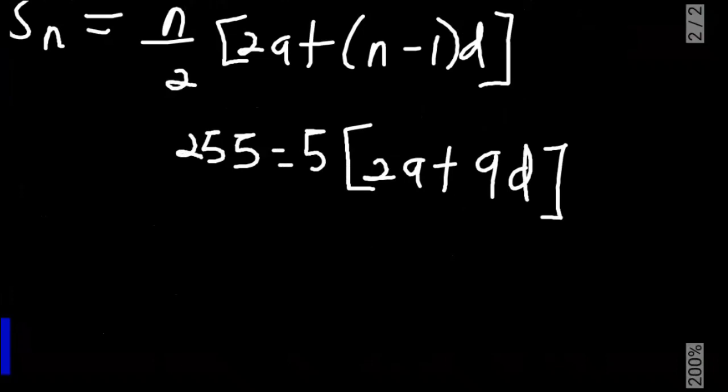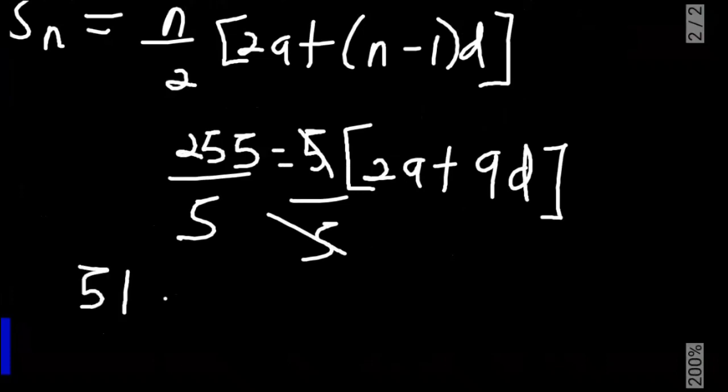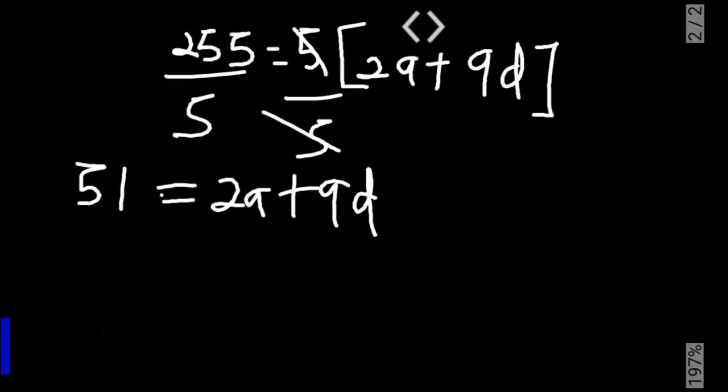Here, we can just divide both sides by 5 to get rid of the 5. We would have 255 divided by 5, so 51 is equal to 2a plus 9d. Let's look at the next few lines of the question.